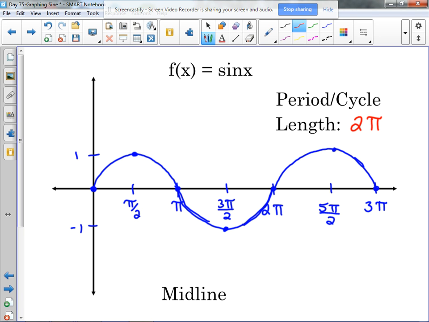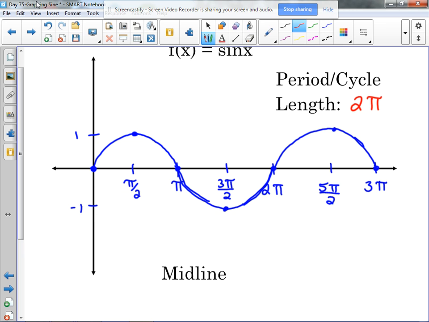Another term that you may see is the term midline. The midline is right in the middle of our function. It slices our function right in half. In this case, the standard midline is y equals 0. It is the x-axis. Y equals 0, or the x-axis, is what we consider the midline. It's right in the middle of that function.